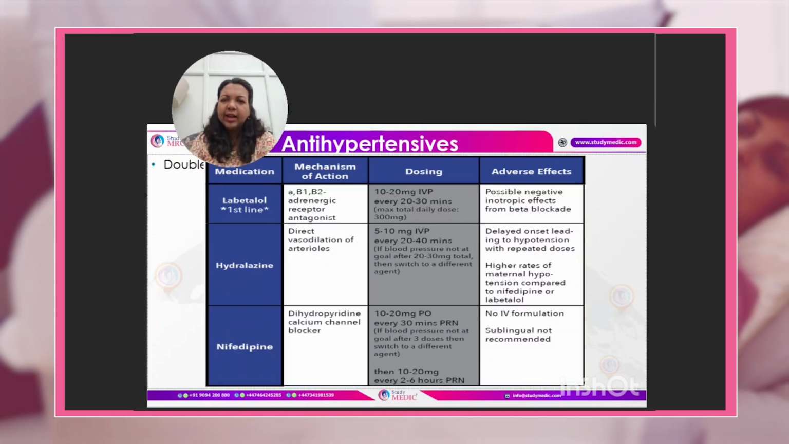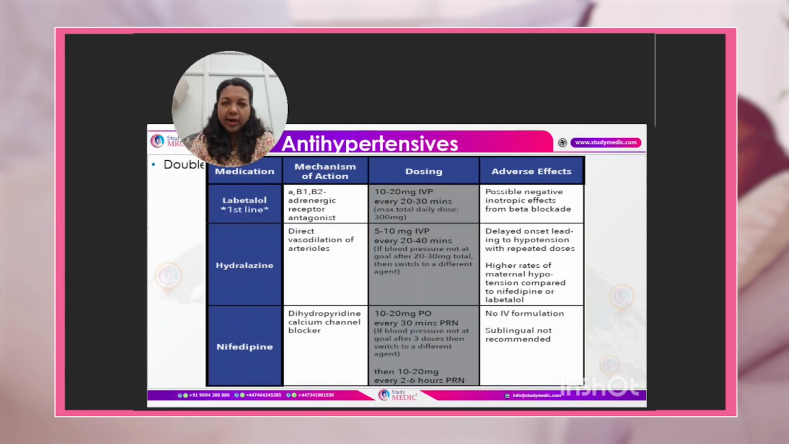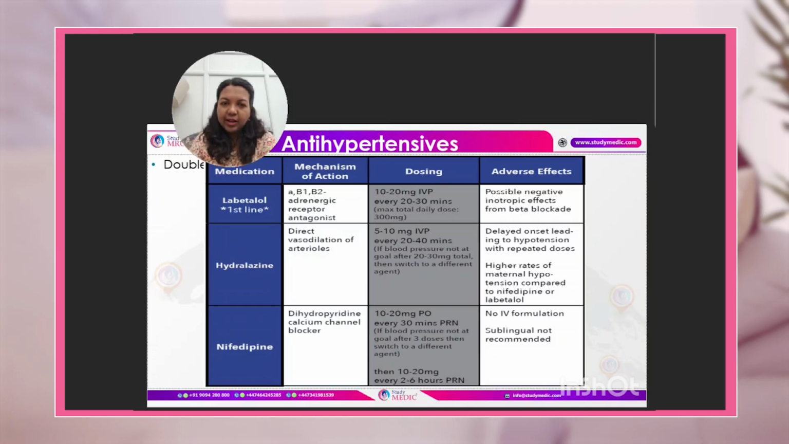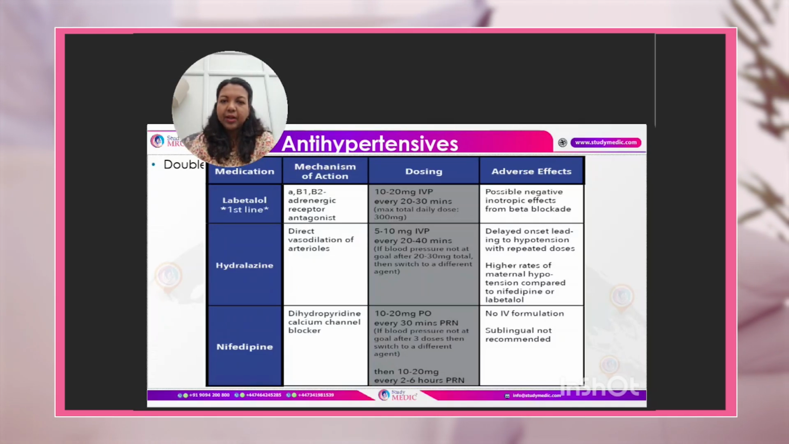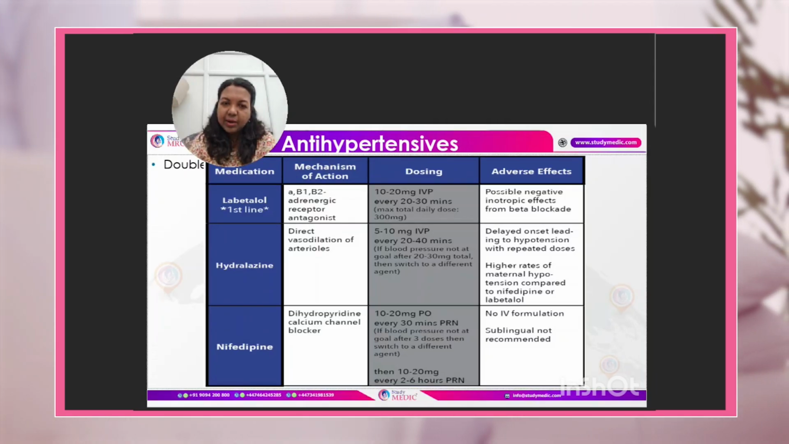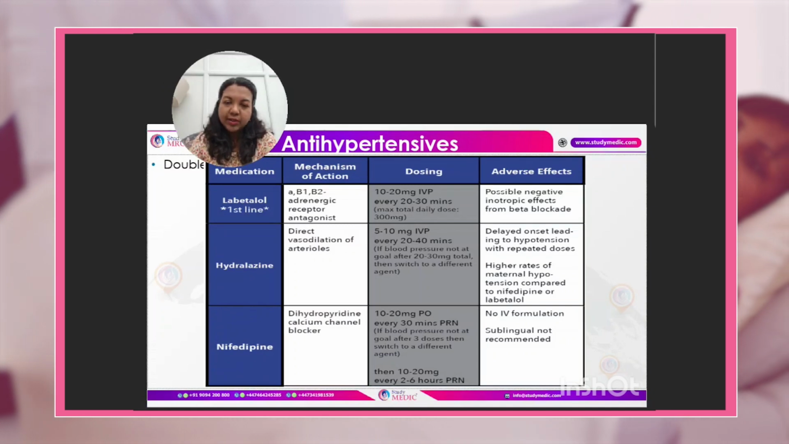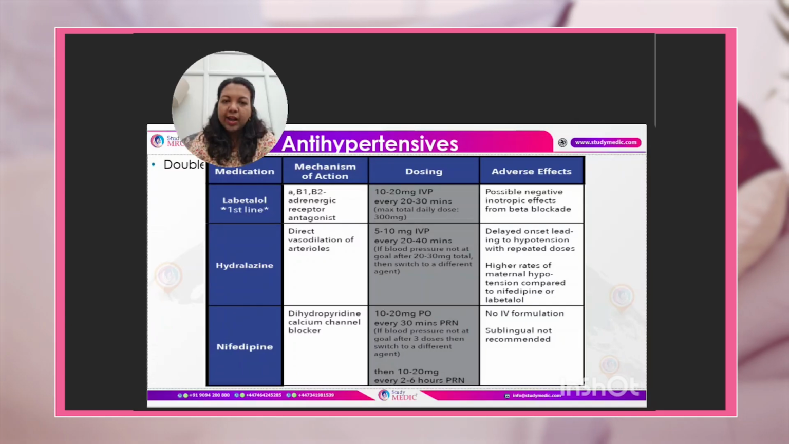Hydralazine is the second drug. It is a direct arteriolar vasodilator, started with a dose of 5 to 20 milligrams, and check the blood pressure every 20 minutes. If still high, we can give another dose, and if it is still not responding, switch to the other antihypertensive. Nifedipine, sustained oral release, can be given. Here, an oral tablet preparation is given in case of hypertensive crisis, and 10 to 20 milligrams orally every 30 minutes can be given.